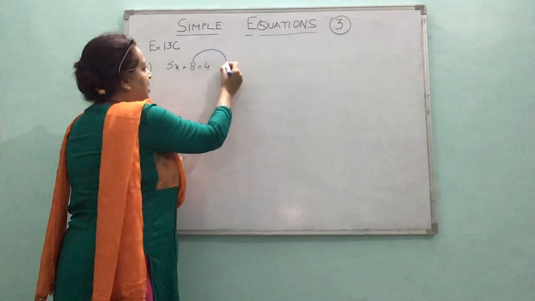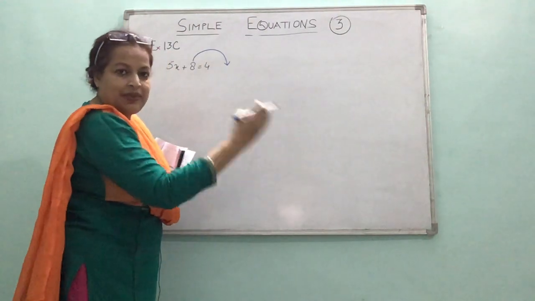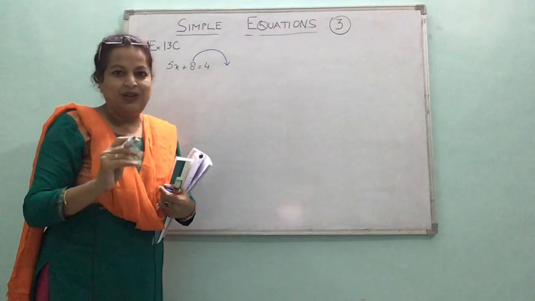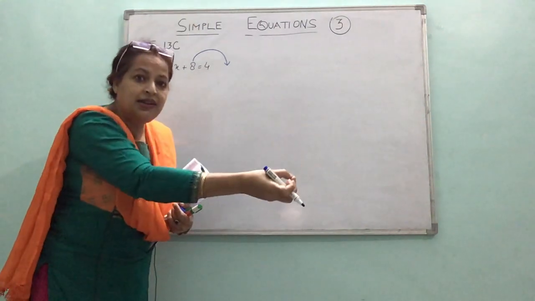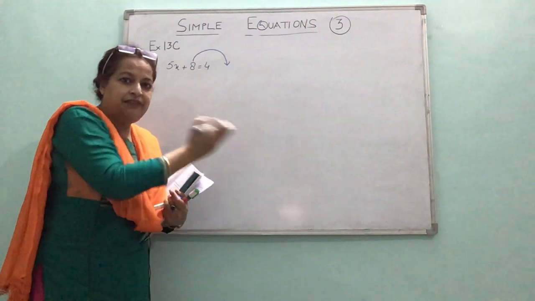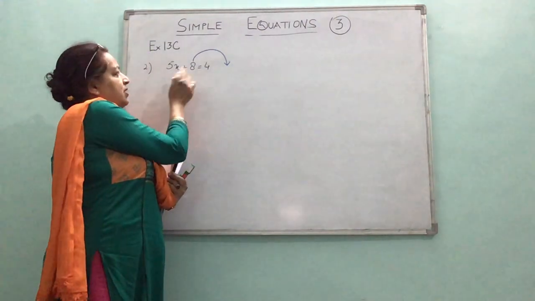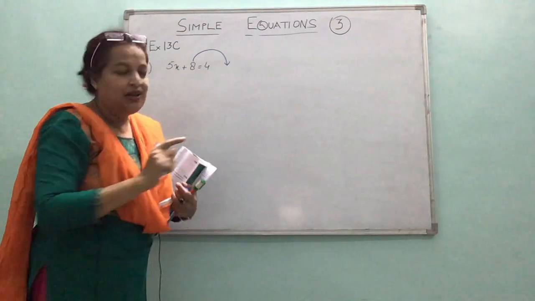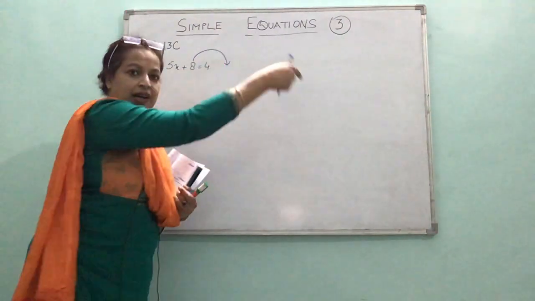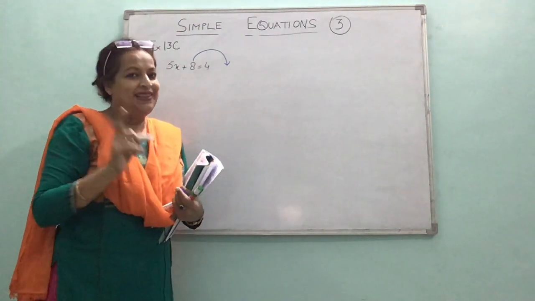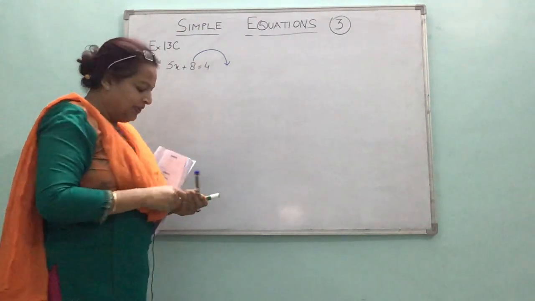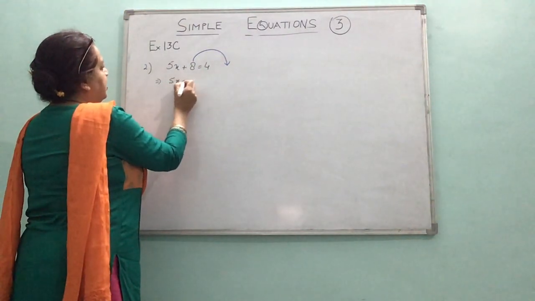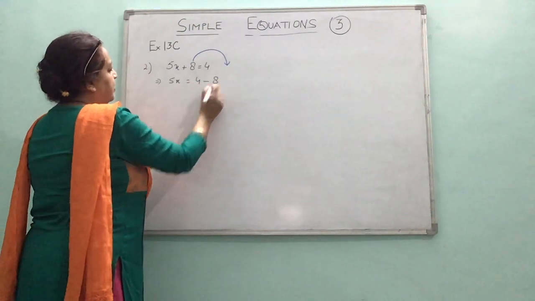When it is shifted, when you pick it up and put it there, then the sign changes. That's the first rule. When you pick up the term and take it to the other side of the equal to sign, not left and right, not just here and there, not just on this side only. If you shift it from here to here on the same side, then no change. But when you pick it up and put it to the other side of the equal to sign, then the sign changes. That's the first rule. So I've done that. So it is 5x is equal to 4 minus 8.